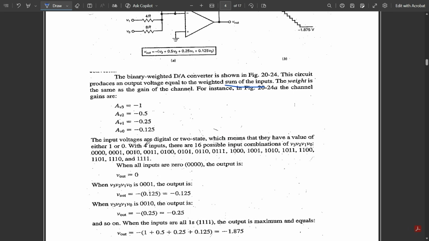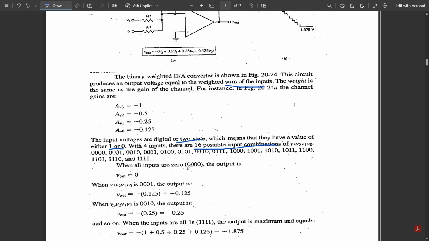The input values are digital or two state, which means that they have a value of either 1 or 0. Digital values consist of only two states, binary values, that is either 1 or 0. This you guys would be knowing, right? So with four inputs, there are 16 possible input combinations. This also you might know, for V3, V2, V1, V0. Those 16 combinations are given from 0000 up to 1111.